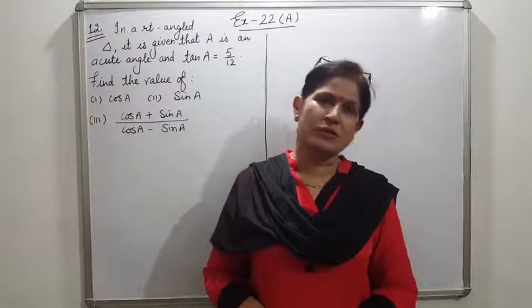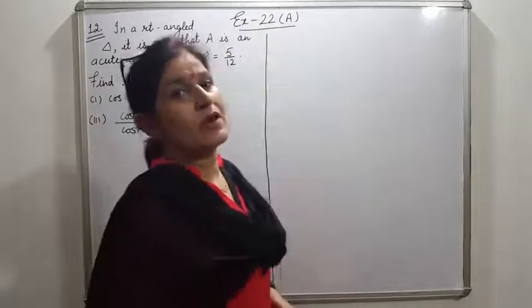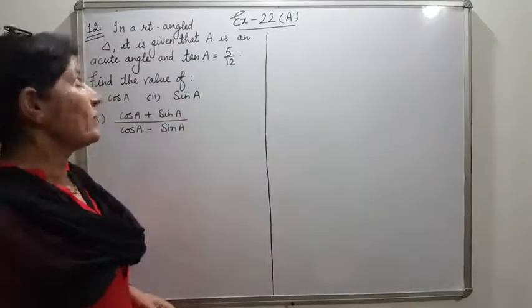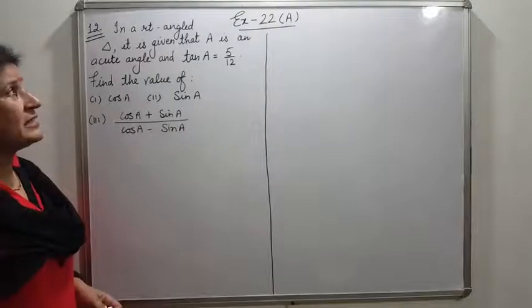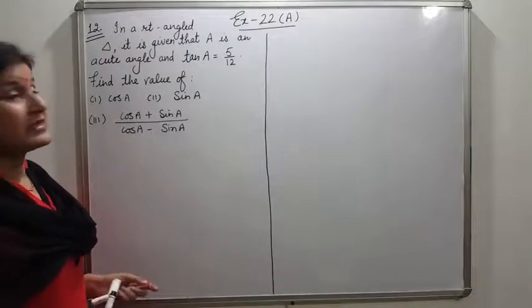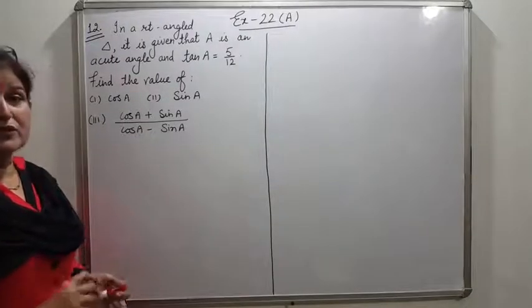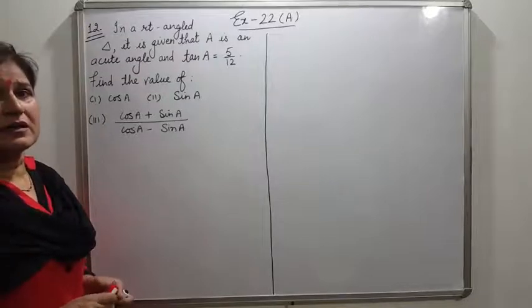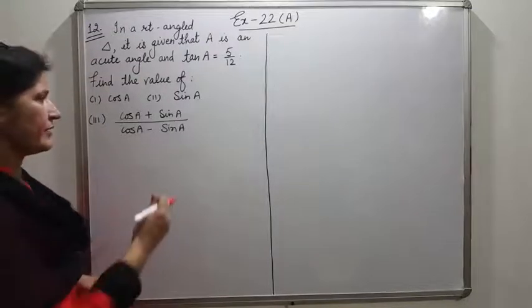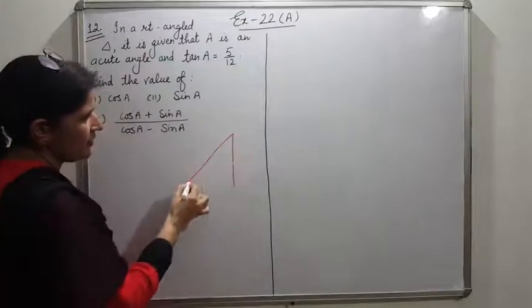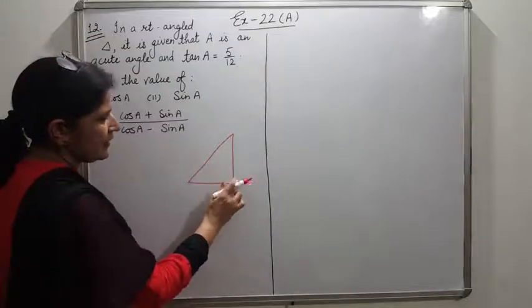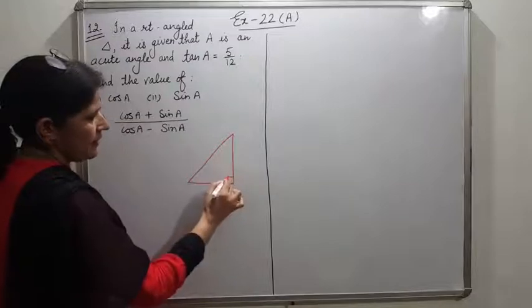Today we will continue the same exercise. So our 12th question we will do now. What is the 12th question? In a right angle triangle it is given that angle A is an acute angle. So first of all we need to draw which triangle? A right angle triangle. Right angle triangle means a triangle in which one angle is 90 degrees, like this.